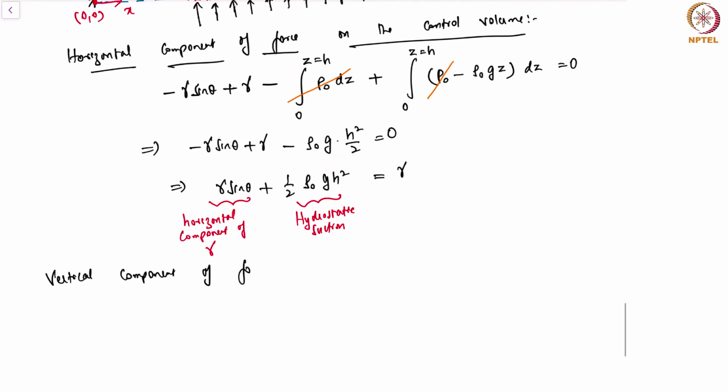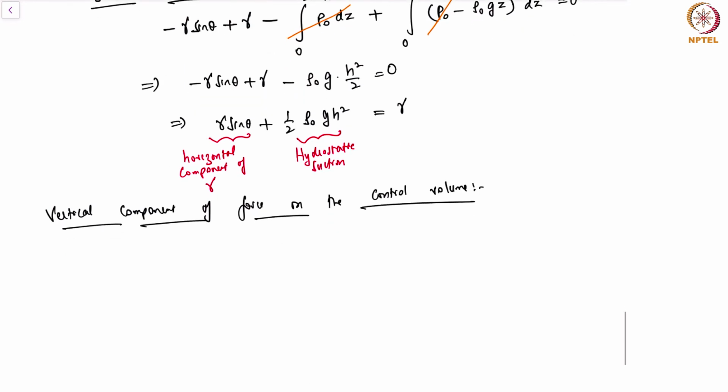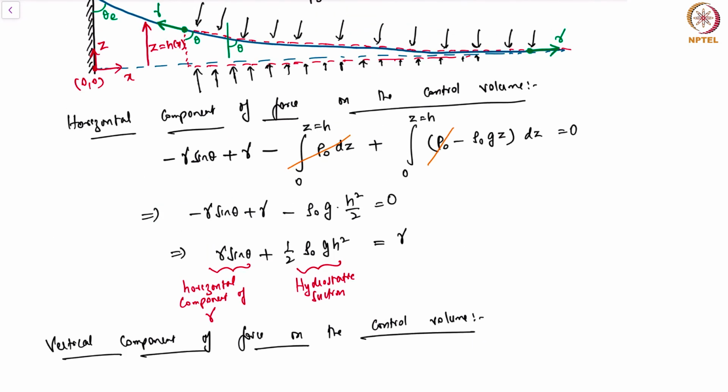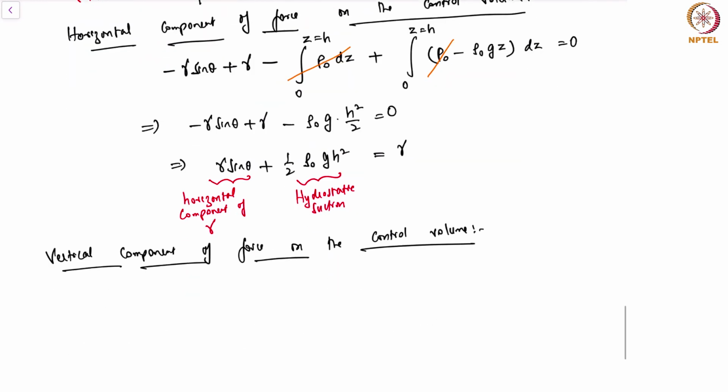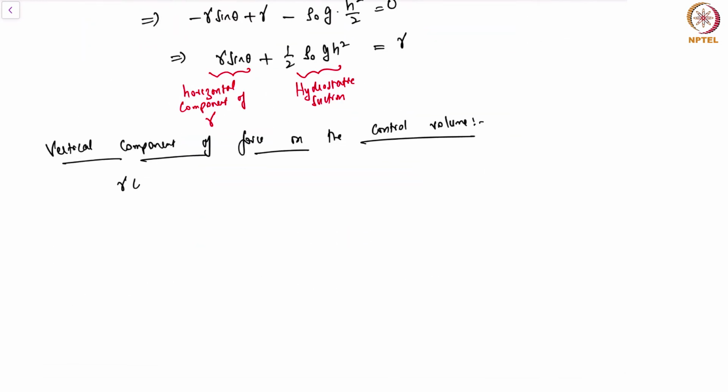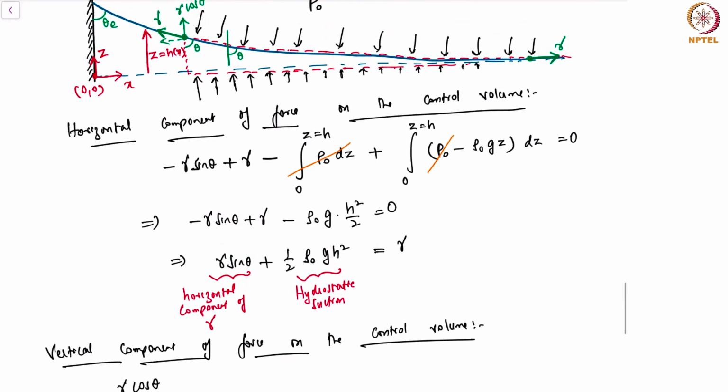Vertical component of force on the control volume. The vertical component of the force would be, if you see this meniscus again, the sketch that I have made. Now we had gamma sine theta minus gamma sine theta in the horizontal. Now the same thing, we need to have a vertical as well. The vertical part will be plus gamma cos theta. So we have plus gamma cos theta, right?